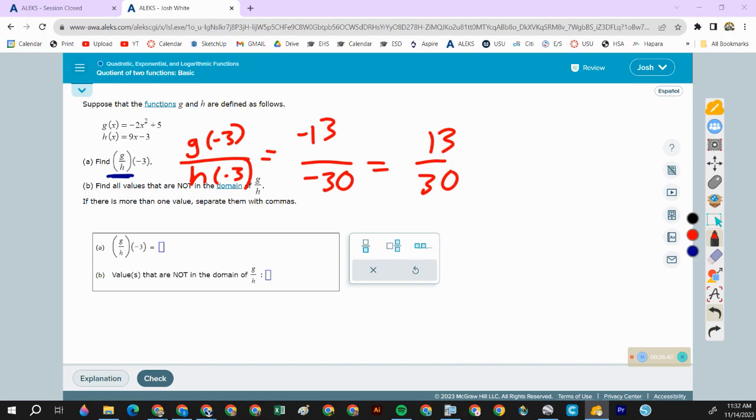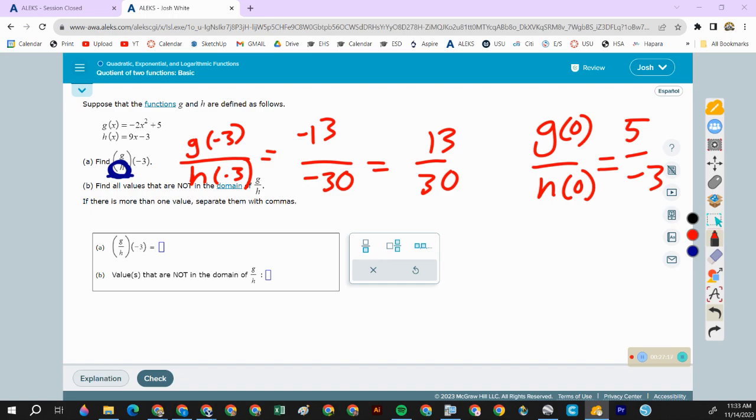Okay? Are there any numbers I'm not allowed to plug in? Would 0 be okay? Could I do g of 0 over h of 0? Well, that would be 5 over negative 3. Is that fine? Yeah, that's okay. What do I need to worry about? I need to worry about h.